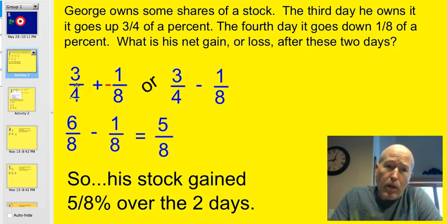Well, it went up 0.75 point, and then we're adding a negative 1/8, which is really the same as it was up 0.75 point, and then it went down 1/8. So we're taking 3/4 minus 1/8.